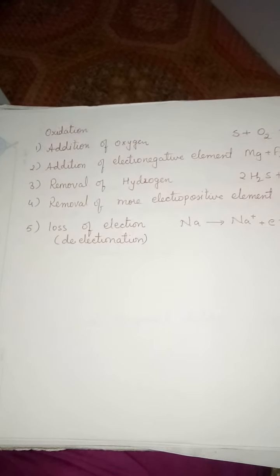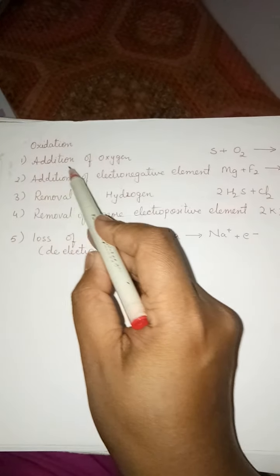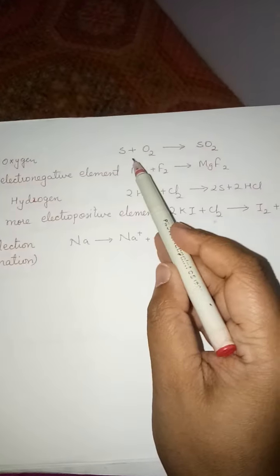So, further proceeding ahead, first let us begin with oxidation. You have been studying this oxidation definition in class 10th also. So let us begin. Oxidation. First we'll start with the classical theory. Oxidation means addition of oxygen. You can see here oxygen is being added to sulfur, gives sulfur dioxide.